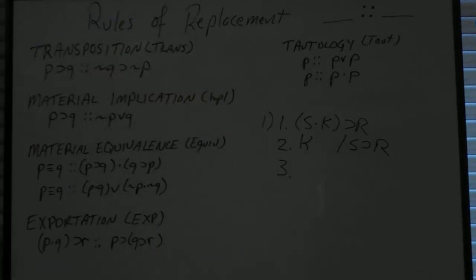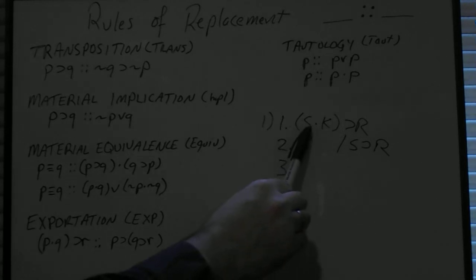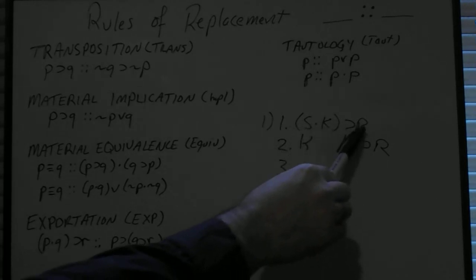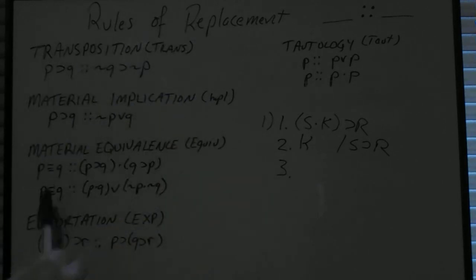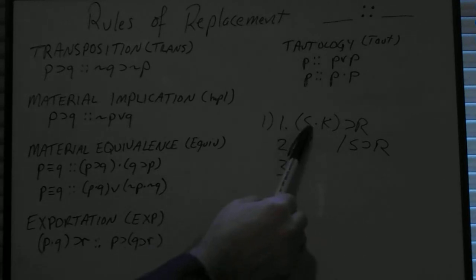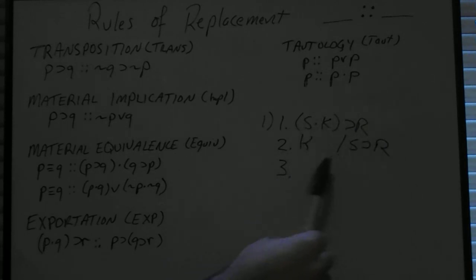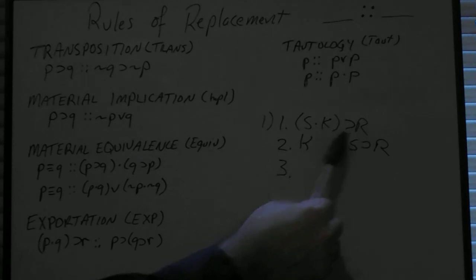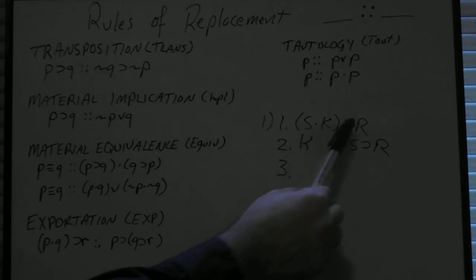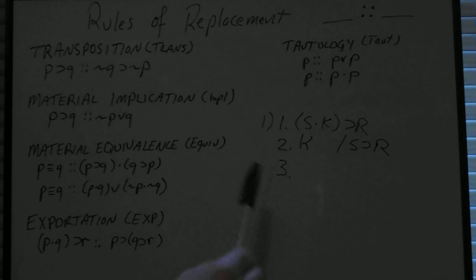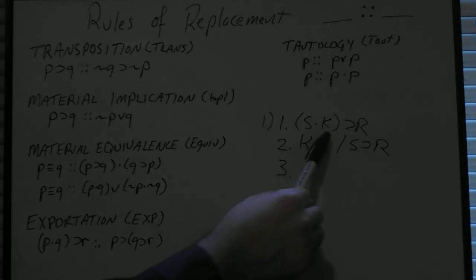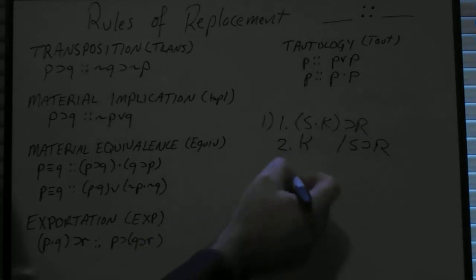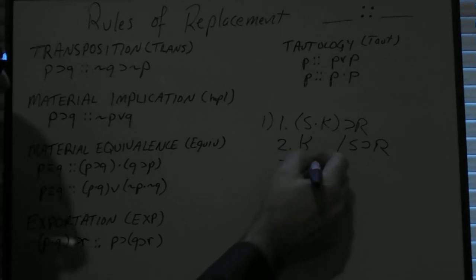So what we'd have to do, I guess, is to look at what we have here, S and K then R, and see if one of these forms matches up to it. Now I see exportation, P and Q then R. P and Q then R becomes if P then Q then R. S and K then R would become if S then K then R. But that's not what we want. We want S then R, right? So we would want to use an actual commutativity here.